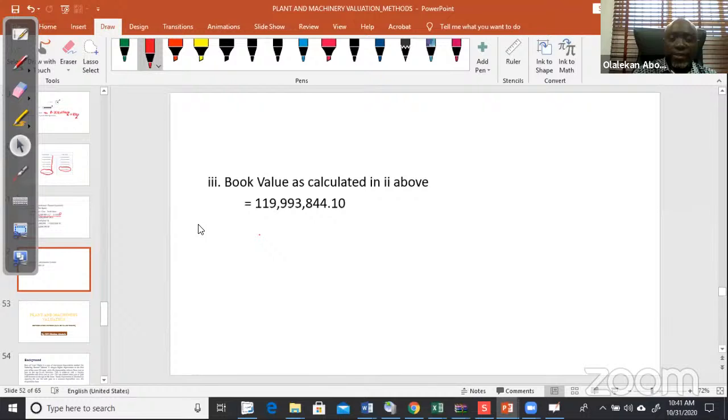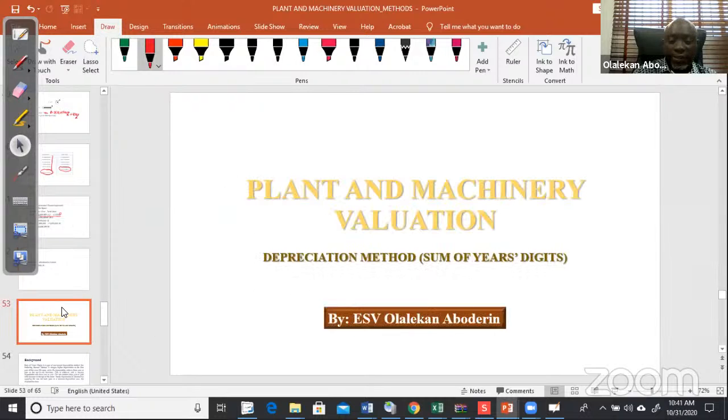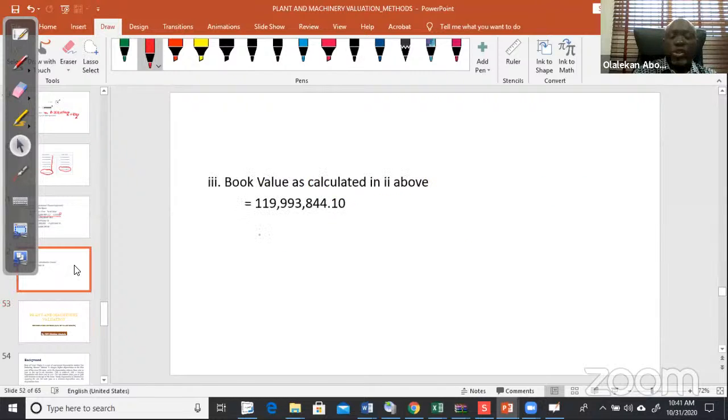Now, with this, I've come to the end of the reducing balance method. Before I leave the reducing balance method for sum of years' digits, let's quickly talk about the difference between the single reducing balance method, which is the reducing balance method I've been talking about, and what we call the double reducing balance method. The only difference is that your rate as calculated will be multiplied by 2. That's all. You just multiply your rate.